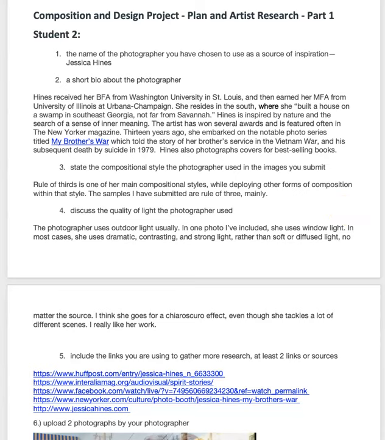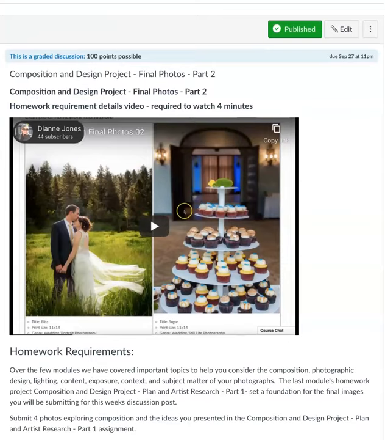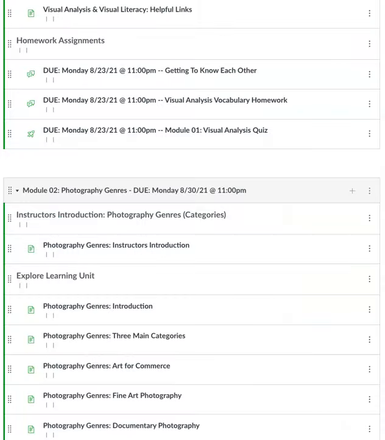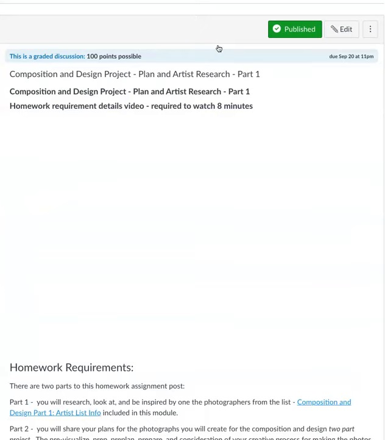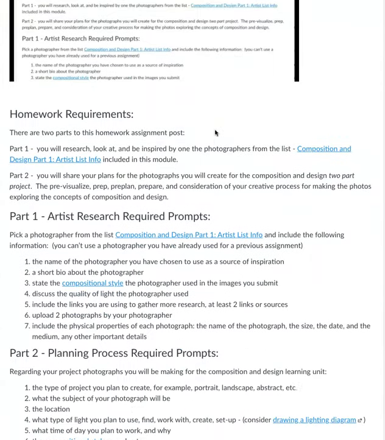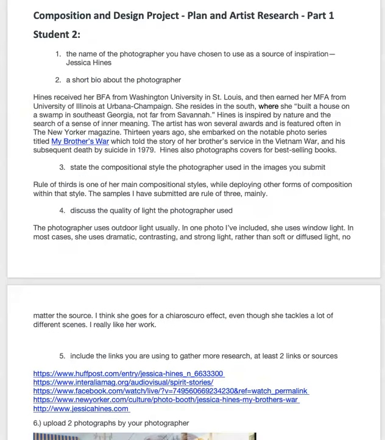So let me just go back and see if this would help, if I haven't lost my audience. So basically, we're looking at both homework assignments that are due for these 2 modules. There's Part 1 and Part 2. In Part 1, there's also 2 parts, so don't get confused about that. The artist research part and the planning part. So now back over here, we're looking at Part 1.